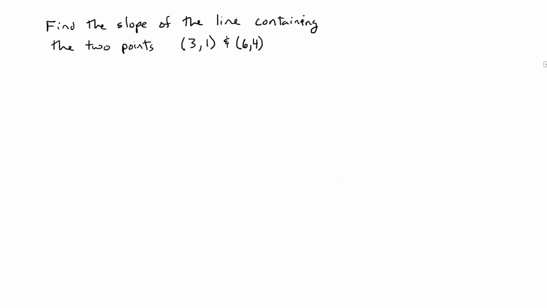The first example says, find the slope of the line containing the 2 points (3, 1) and (6, 4). In order to find the slope, we're going to use the formula m, which we denote as slope, is equal to y2 minus y1 divided by x2 minus x1. I've found it's just easier to have the first point be x1, y1, and the second point be x2, y2.